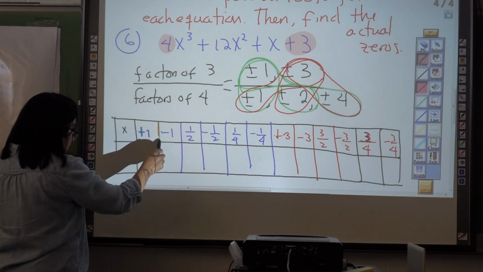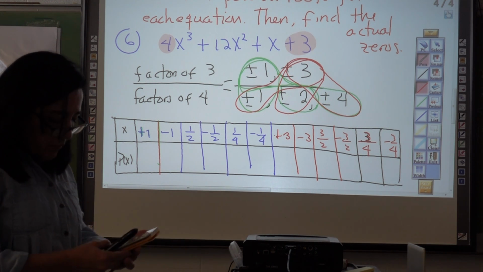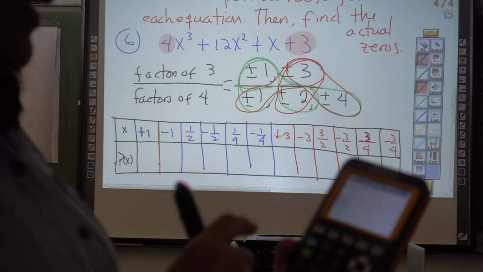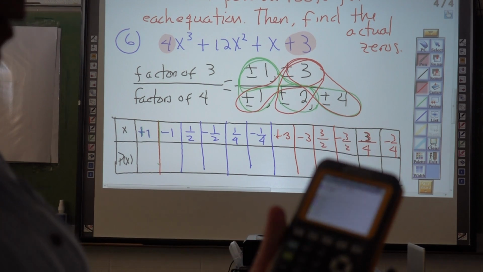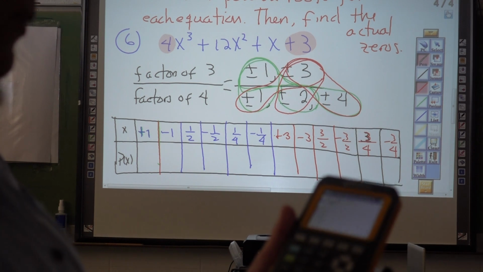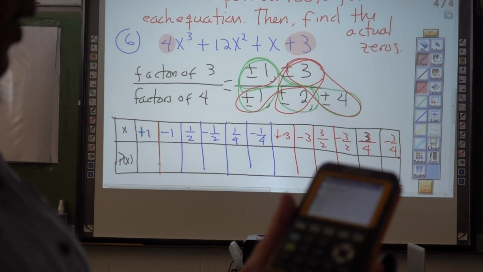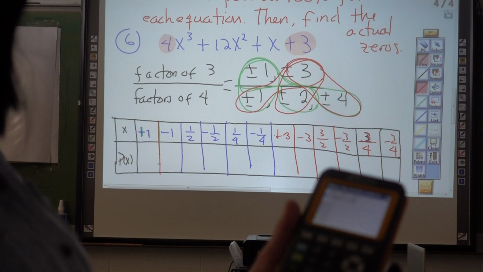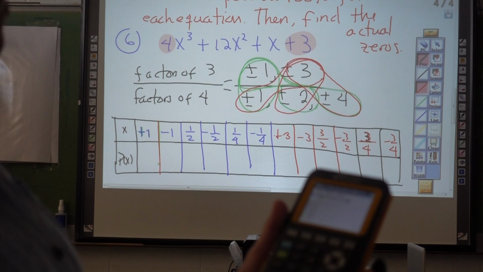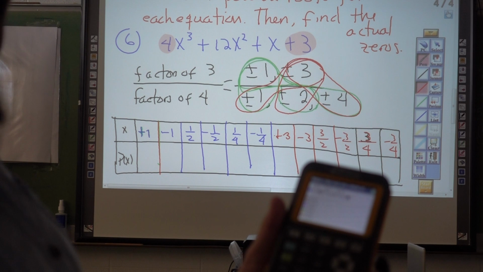We use the calculator, and what we have to do is something like you were already practicing in class. Go to y and insert the polynomial that we have, which is 4x to the third power. Don't forget to go down. Plus 12x squared plus x plus 3. Double check if you have it right: 4x cubed plus 12x squared plus x plus 3.